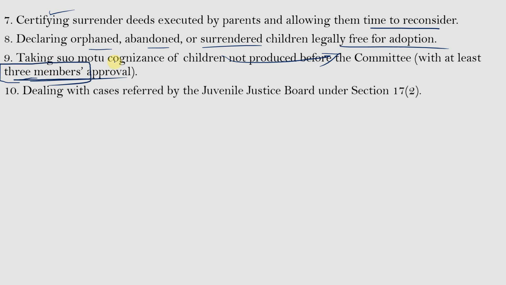And the next function is dealing with cases referred by the Juvenile Justice Board under Section 17. So we know that those children who are not found guilty of any offense and are in need of care and protection, the Juvenile Justice Board can transfer that case to the Child Welfare Committee. So those children shall also be dealt with by the Child Welfare Committee.